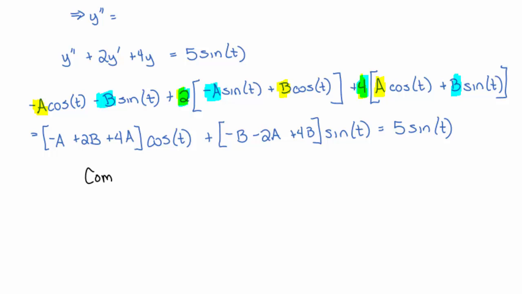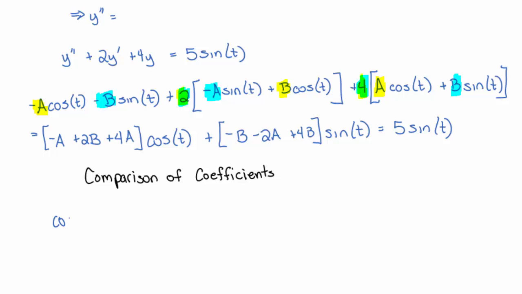Comparison of coefficients. This is a method that we're going to use later on in our differential equations course. But for now, just know that what you're doing with comparison of coefficients is you're comparing the coefficients of like terms on either side of your equation. So, for example, the coefficients of the cosine of t.